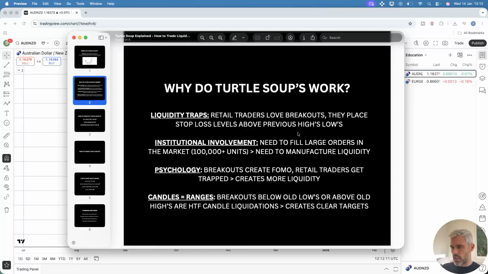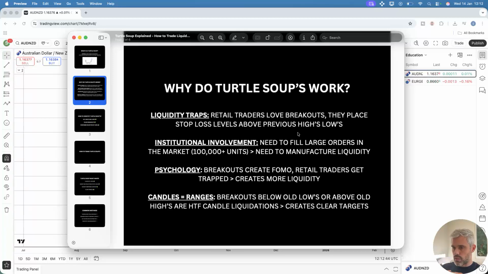If you think about the psychology of what happens around turtle soups or breakouts at these levels, they also create a lot of FOMO. So retail traders will buy breakouts first and foremost, and then as that breakout's occurring, more people are starting to load into positions. So again, it's about that psychology, that ability to create FOMO that entices more liquidity into the market that institutions can trap in order to ride opposing trade direction.